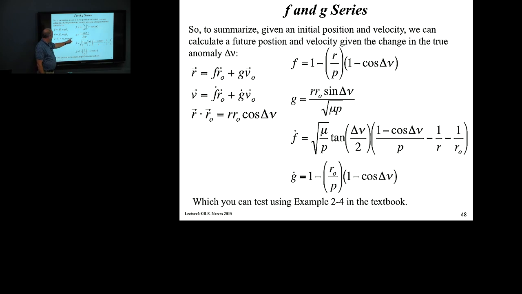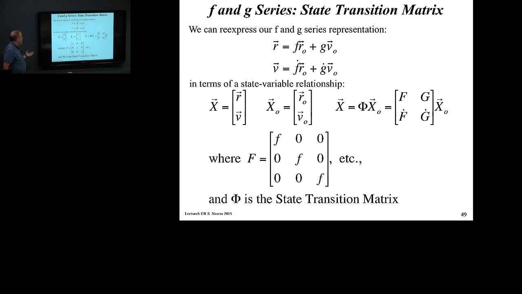But you also need that change in the true anomaly, and that's the angle between your two position vectors. So you're still going to have to solve for that to do this propagation from the time t0 to some future time. But it is useful as a mathematical tool for representing the position and velocity at one time to the position and velocity at another time.